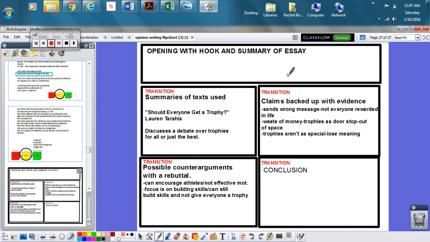Once I have my organizer complete, and again, I'm bullet pointing, I'm not going to write my conclusion or my opening actually in here. I did it on the next part just for an example, but students will just do this to bullet point so they know how their flow is going to go. But when it comes to writing their opening and their conclusion, they'll actually be typing that in or writing it on the paper.